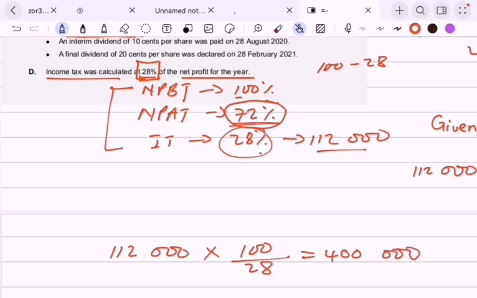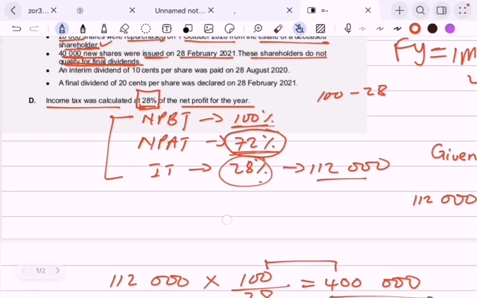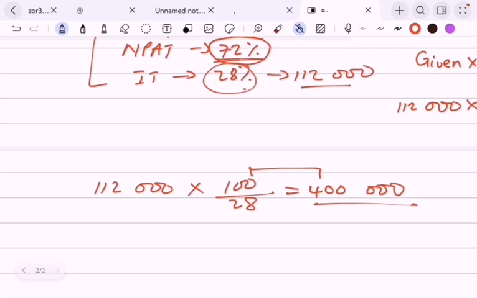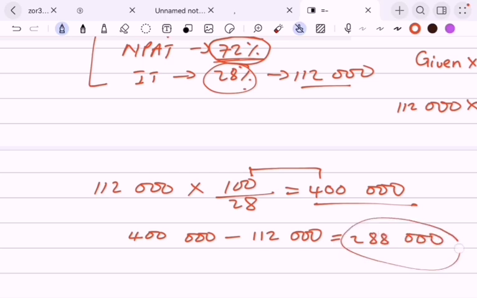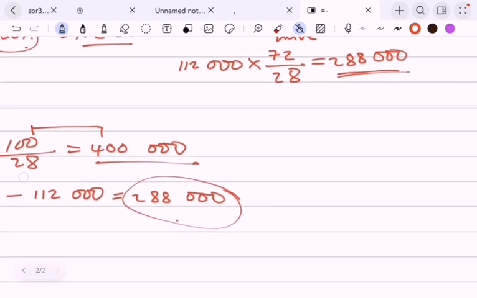So bear in mind, this is your 100%, people. And we know that 100% represents our net profit before tax. So in order for you to determine your net profit after tax, you have to take your 100%, which is the net profit before tax, you minus your 28%, which is your income tax. So you minus that. Let me quickly punch that. Then you will get your 288,000. Then that's how you see that you've proven your answers correct.